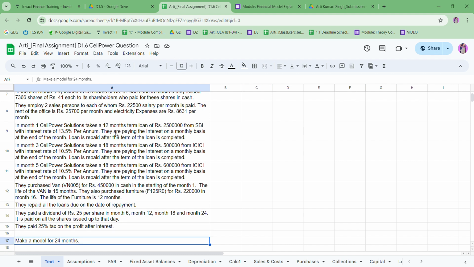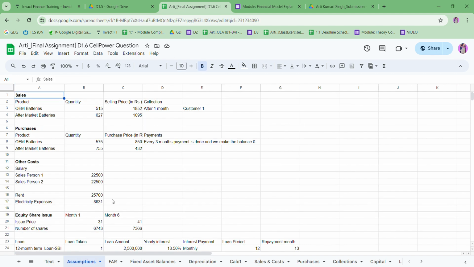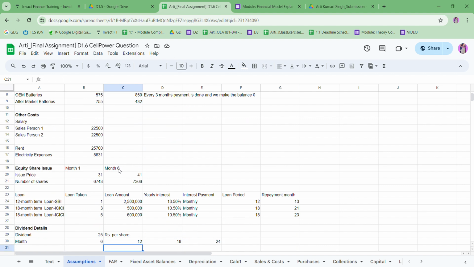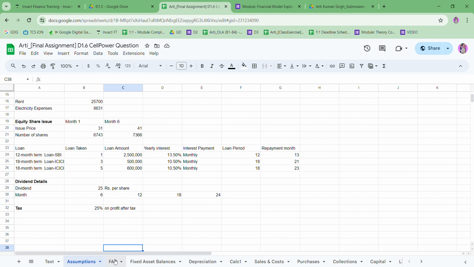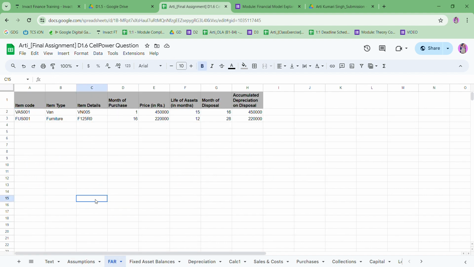Now we have to calculate the model for 24 months, so we have calculated it. Next, we will calculate it further. In the assumption sheet we have shown all the information clearly so that we can use it further for referencing. Now in the fixed asset sheet we have shown all the information related to fixed assets.